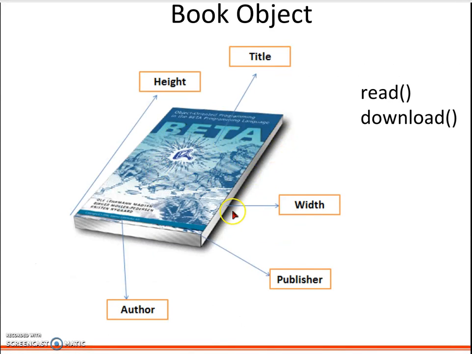For example, a book is an object. The title, author, publisher, width, height, and contents are all the state of the book, or the properties of the book. In programming language terms, we say it is the data. And what can we do using the book object? We can read the contents if it is a paper hard copy. And if it is an e-book, we can download the book. So read and download are the behavior of the book object. These are all the states and this is the behavior.